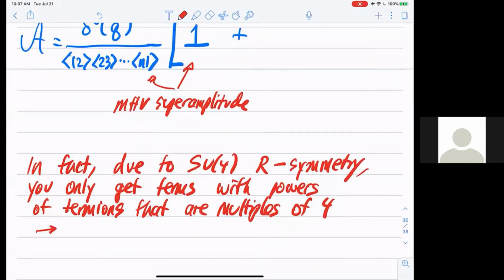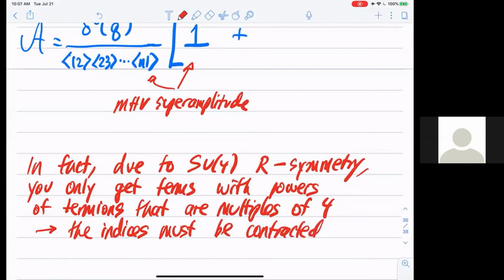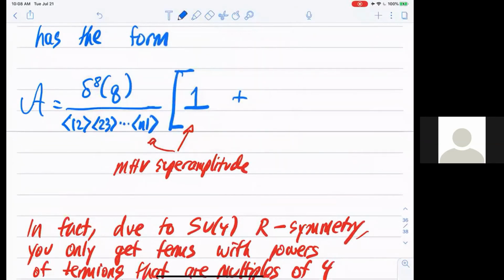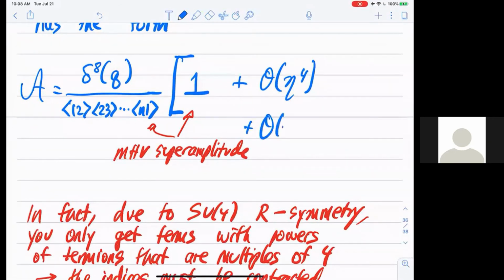And the reason is that the indices of the fermions must be contracted by the invariant tensor of SU4, which is epsilon A, B, C, D. So you can't make an SU4 invariant with less than 4 fermions. So the point here is the next non-zero term in this Taylor series expansion has, in fact, 12 fermions. The 8 that are sitting out front, and then 4 more. Then the next term has 16 fermions, etc.